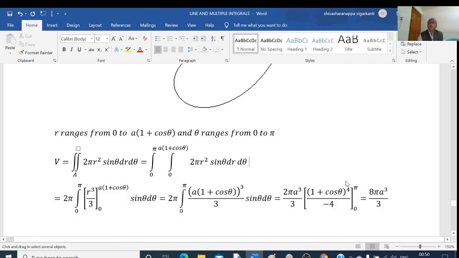Substituting the upper limit, theta equal to pi, cos of pi is -1. Plus 1, minus 1, 0. So the whole thing is equal to 0. Minus of minus is plus. And substituting theta equal to 0, I am getting cos 0 equal to 1. 1 plus 1, 2. 2 raised to 4, 16. 16 by 4 is 4. 4 into 2 is 8 pi a cube divided by 3.